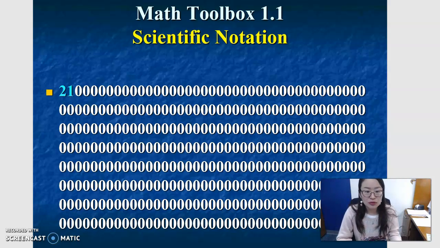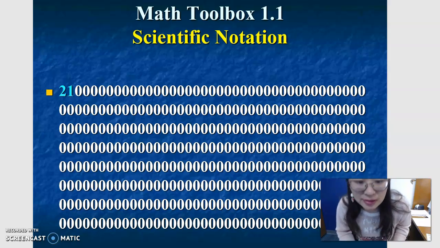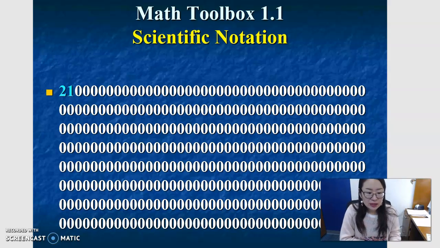The first math toolbox is scientific notation. Why do we need scientific notation? Because sometimes we want to communicate with very big numbers or very small numbers. Like this one, this is a very big number.